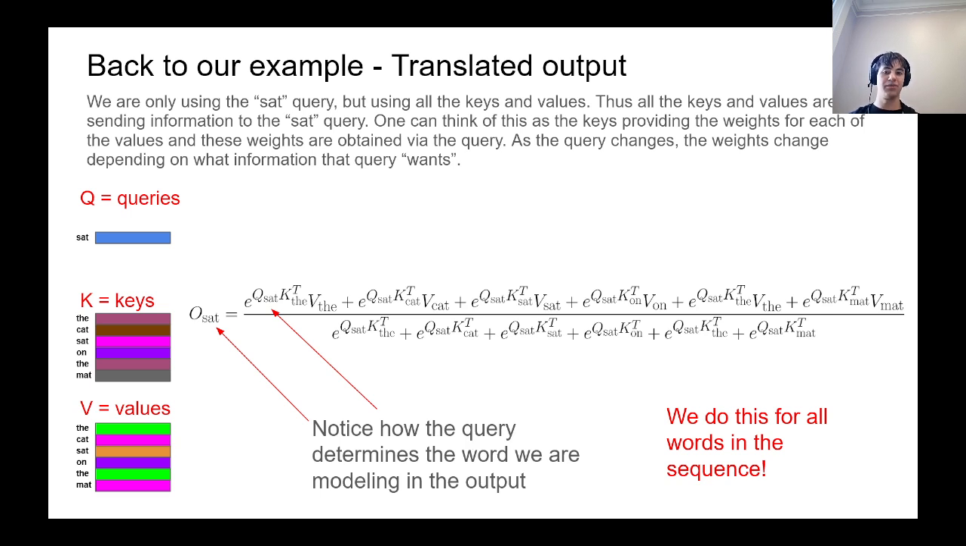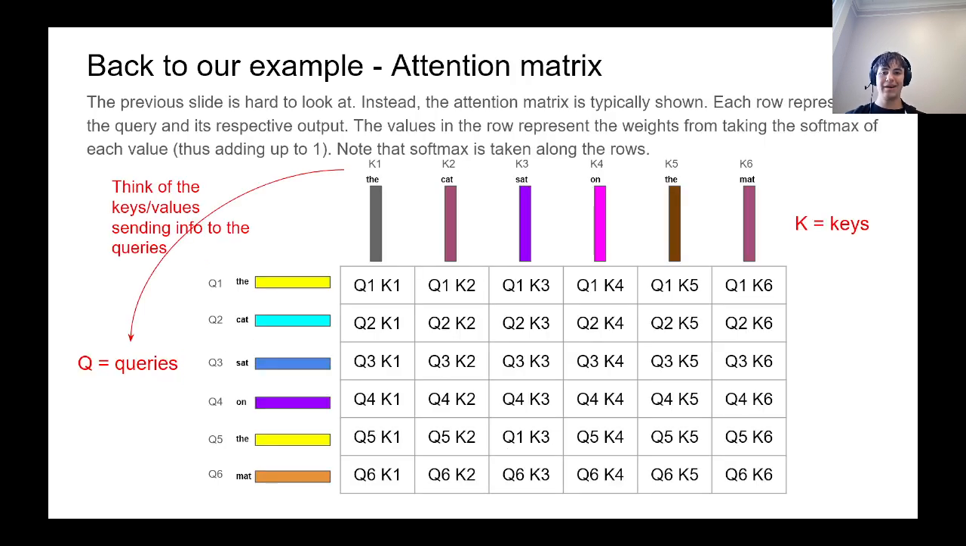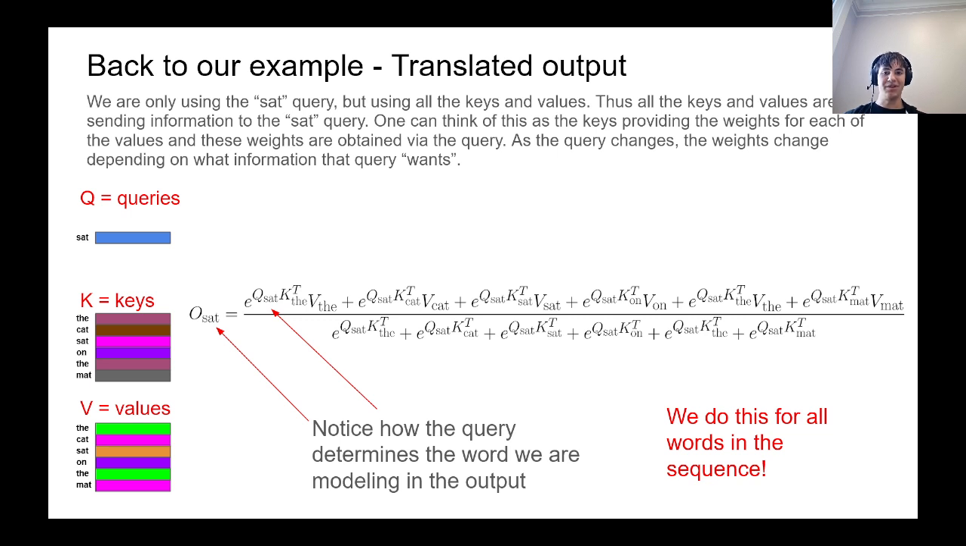It's literally just what I showed before, just in a more complicated way with these exponentials and this norm denominator. So yeah, that's what we're going to be doing. Just a linear combination of all of our words for every word. And we do this for all the words. So this is just the equation for the word sat.